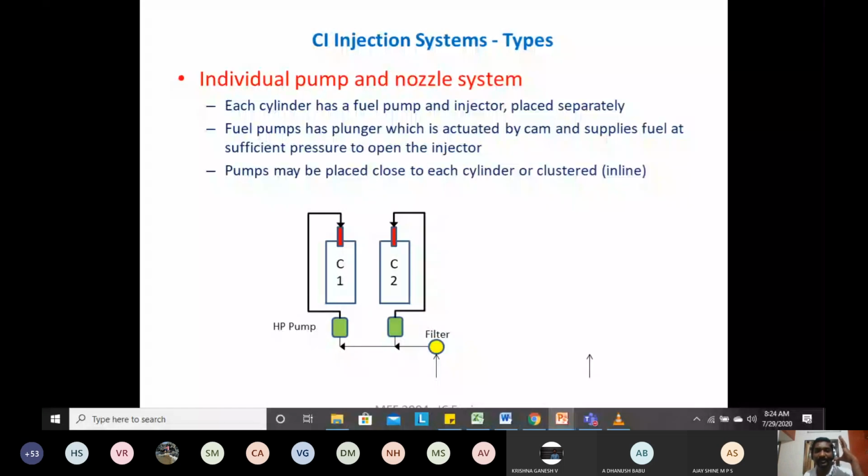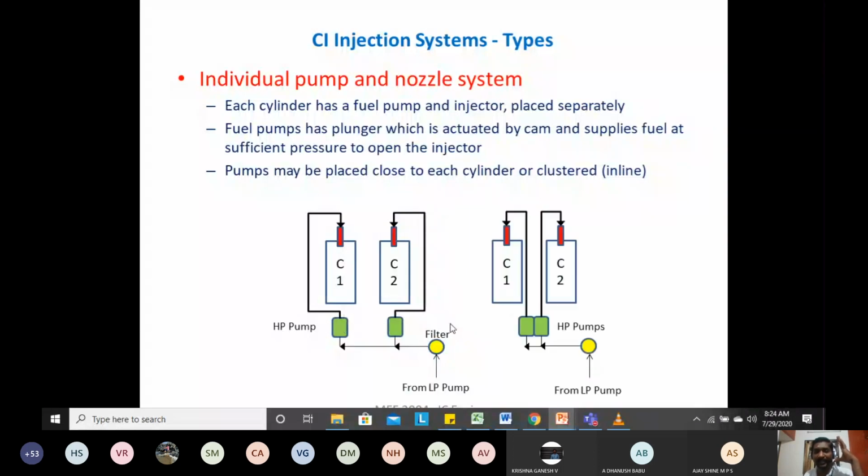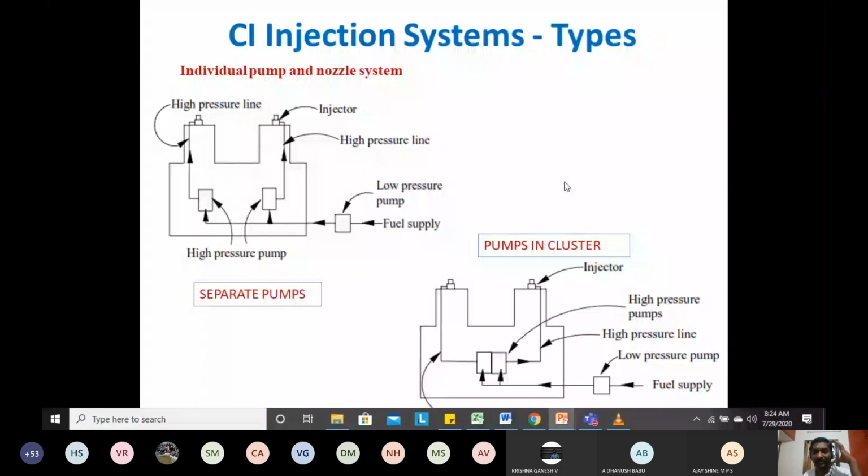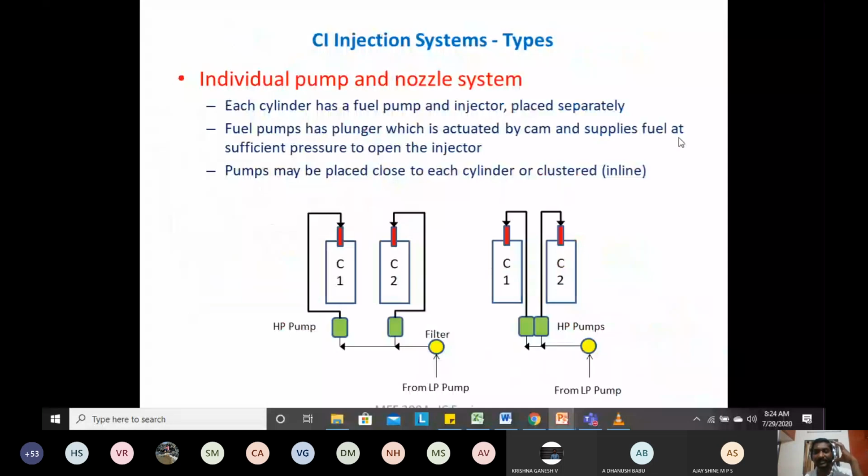Okay, and there is one more arrangement within the individual pump and nozzle system, where the pumps are not separated but are together. Two different pumps will be there and they will be together. This we call the cluster arrangement. There are two pumps, but both are placed together, and these two pumps are high pressure pumps, also called fuel injection pumps.